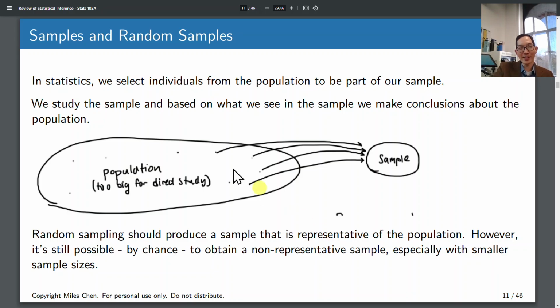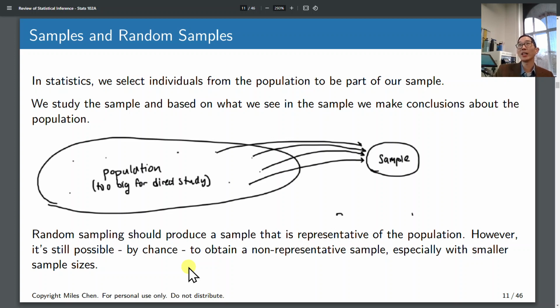But anyway, this is my terrible diagram. This thing, which kind of looks like a potato, is supposed to represent the population. This is everybody, and again, the issue is that it's too big for direct study. So what we do is we select individuals, that's these little dots here, and they become part of our sample. We study that sample, and based on what we see in the sample, we make inferences or conclusions about the population.